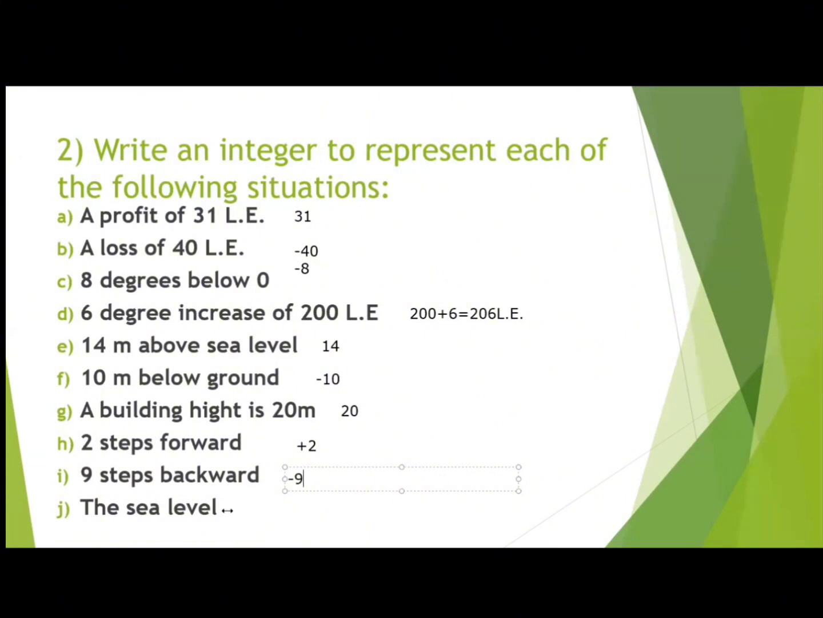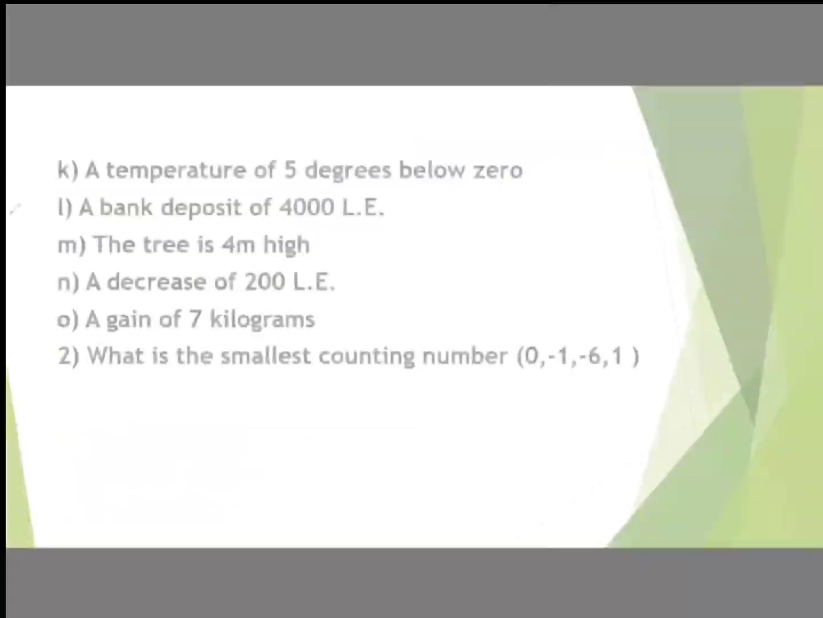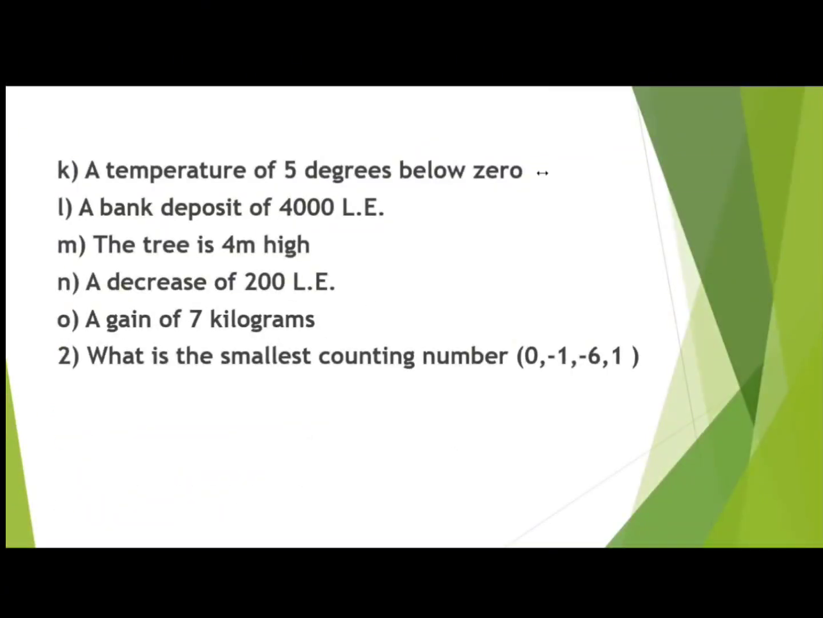The sea level is 0 and it's an integer. A temperature of 5 degrees below 0, 5 degrees less than 0. So -5. A bank deposit is 4000 LE. A deposit means we add. So it will be 4000. The tree is 4 meters height. So it will be 4, positive. A decrease of 200 LE. Decrease means become smaller, from big to small. So it will be -200. A gain of 7 kilograms. So plus 7, or I write it 7.